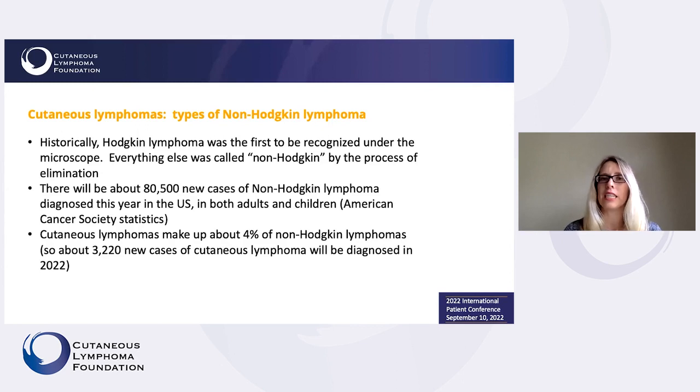And here in the United States, there's many, many different types of lymphomas that are diagnosed each year. There's about 80,500 new cases of non-Hodgkin's lymphoma diagnosed, and that includes both adults and children. Now, cutaneous lymphomas make up only about 4% of non-Hodgkin's lymphomas. So roughly speaking, in 2022, there will be about 3,220 new cases of cutaneous lymphoma diagnosed. And in the United States, most of our cutaneous lymphomas are T cell lymphomas as opposed to B cell. There's probably at least 3 times as many T cell lymphomas as there are B cell lymphomas.